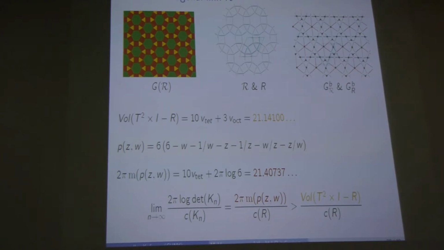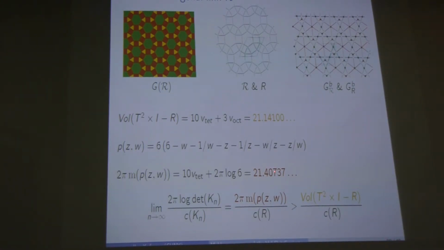Okay, so let's look at another example, the rhomba trihexagonal link, the different biperiodic alternating link with the rhomba trihexagonal tiling. So this is the fundamental domain with 6 vertices. These are the overlaid graphs. Now, this fundamental domain has 1 hexagon and 3 squares, and therefore the volume is given by 10 vtet plus 3 v opt. So as a number, it's 21.14 something. Okay? The characteristic polynomial is this guy, and 2 pi times the Mahler measure is 10 vtet plus 2 pi log 6, an exact computation.